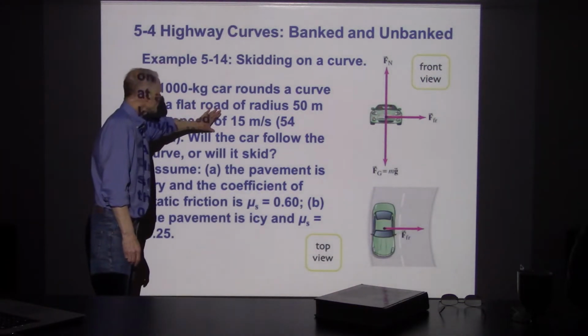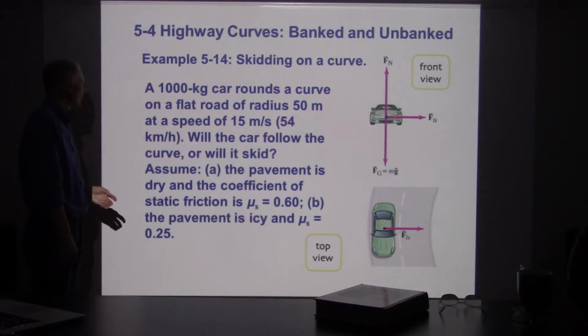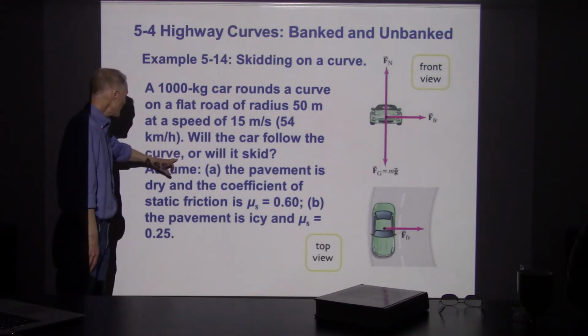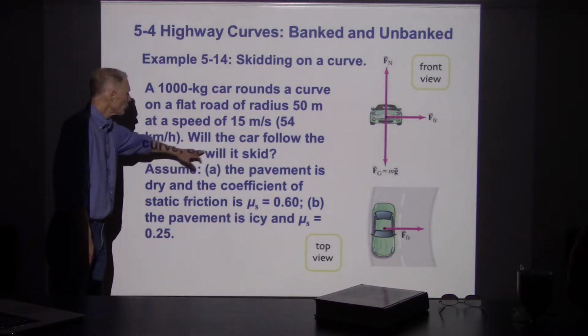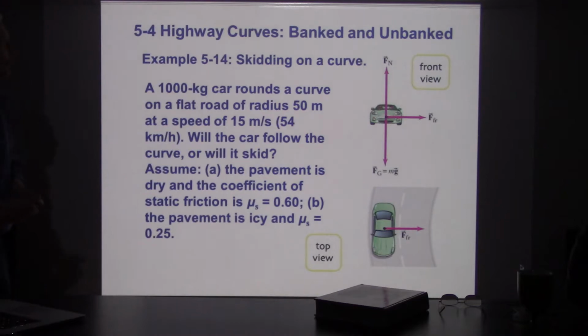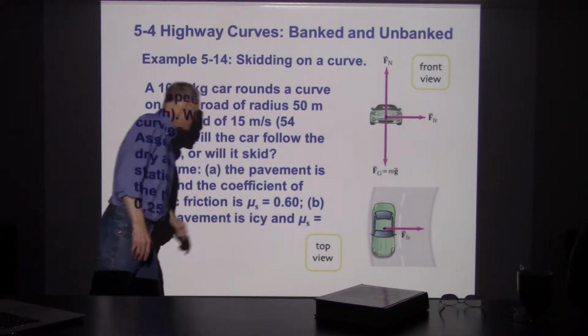Now the car is traveling, in this example, 15 meters per second. We're told that that's about 54 kilometers an hour. It's probably 30, 35 miles an hour. Will the car be able to stay in the curve, or is it going to skid? I see what's going on here. They're saying at this speed and at this radius of the curve on the road, it says the pavement is dry. The coefficient of static friction is 0.60.